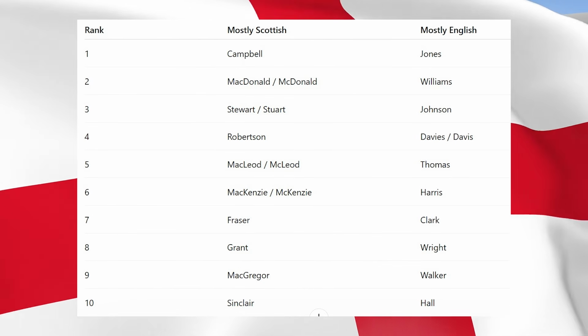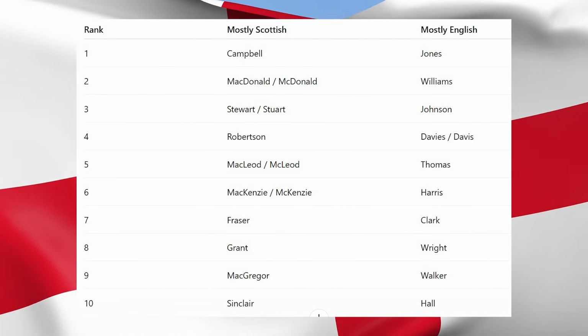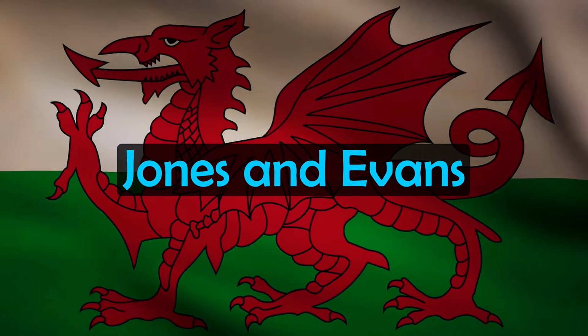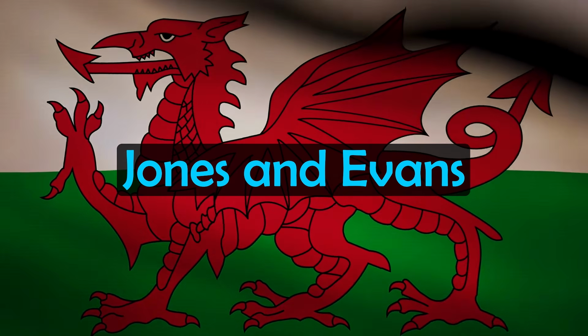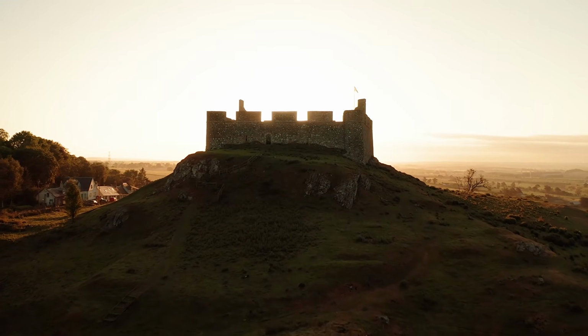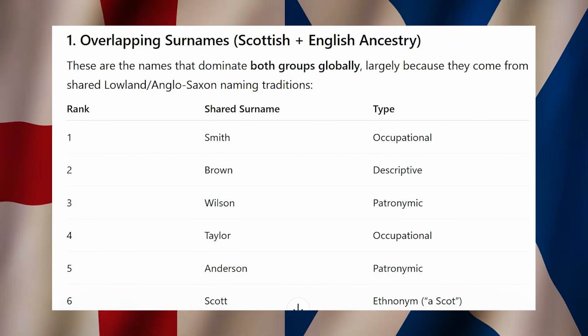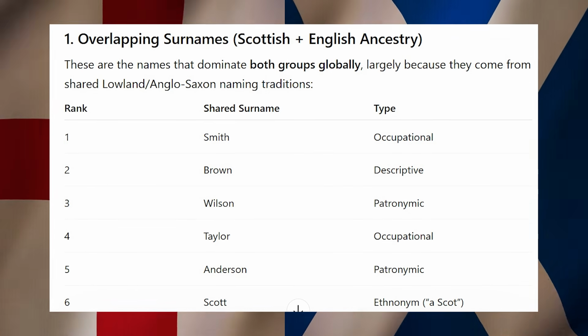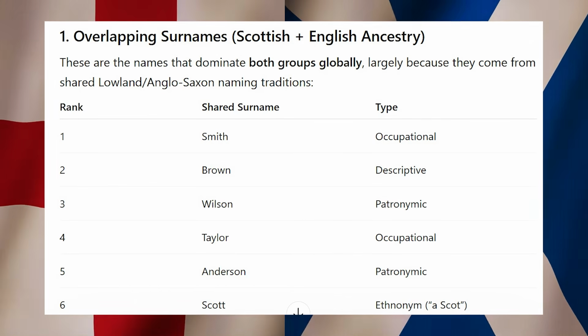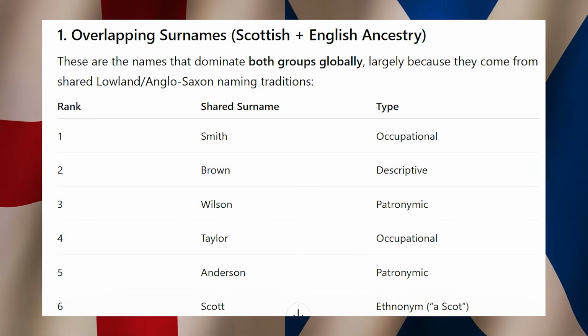And many surnames that are common amongst the English diaspora actually have a Welsh influence. These are names like Jones and Evans, showing the links between the two countries. Yet when it comes to Scottish and English surnames around the world, there is plenty of overlap as well. If you look at this table, you can see surnames like Smith, Brown and Wilson are common in people with both Scottish and English ancestry.